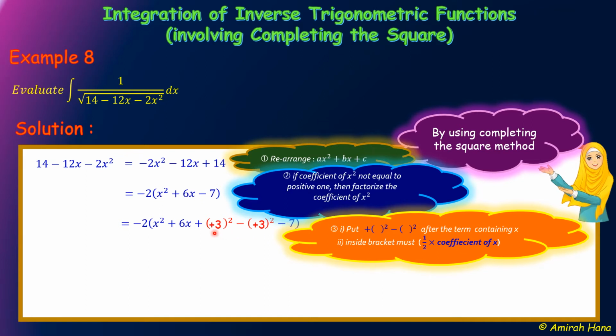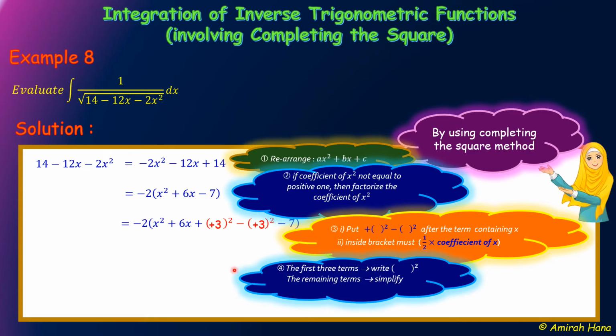And then inside the bracket must be half times the coefficient of x. Okay, the coefficient of x equals positive 6. So when we multiply by half, it equals positive 3 here. So inside the bracket, we must put half times the coefficient of x, which is positive 6. So half times positive 6 equals positive 3. Right?